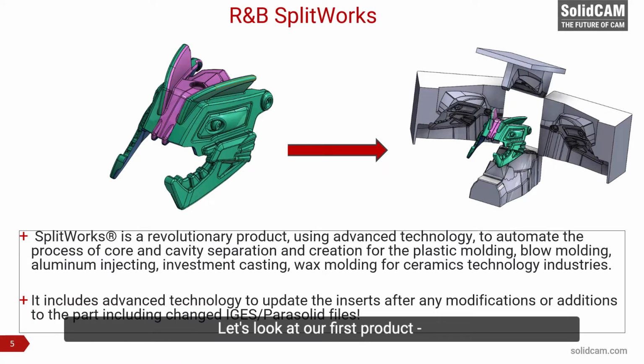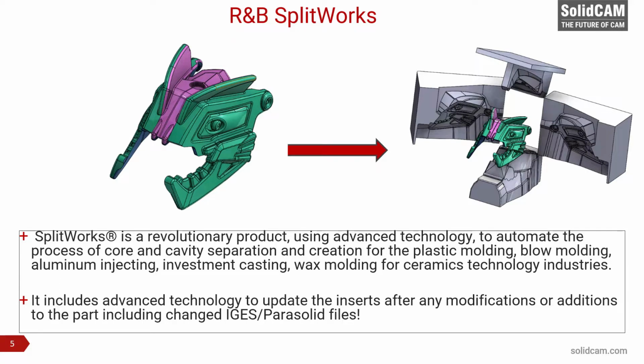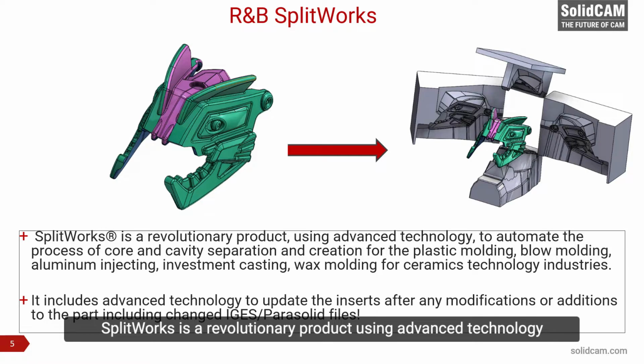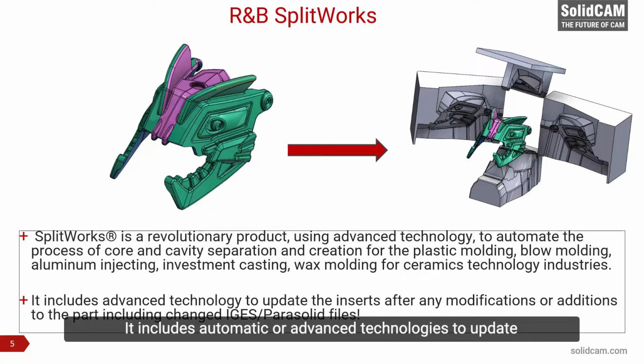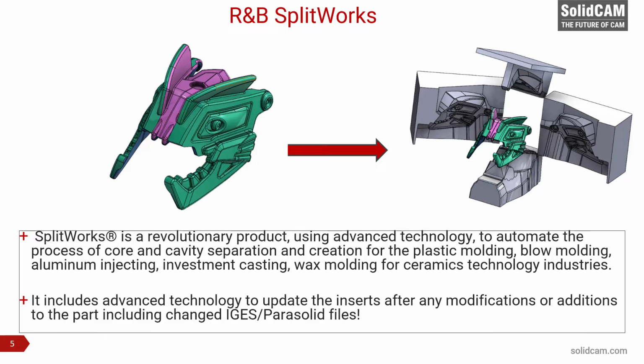Let's look at our first product, R&B Splitworks. Splitworks is a revolutionary product using advanced technology to automate the process of core and cavity separation and creation for plastic molding, blow molding, aluminum injection, that's high pressure die casting dies, investment casting, wax molding for ceramic technologies, etc. It includes advanced technologies to update the inserts after any modifications or additions to the part, including if the original part was an IGS or a Parasolid file. So that's very, very important.